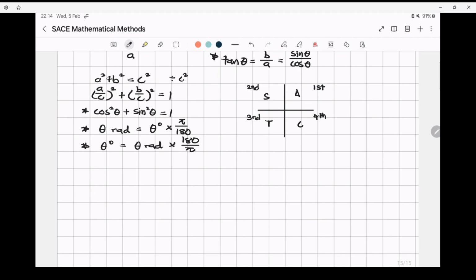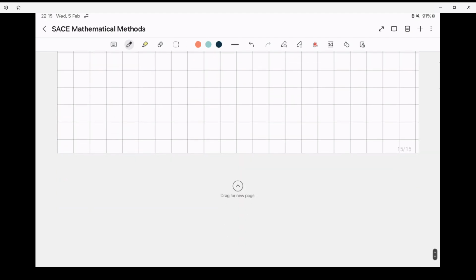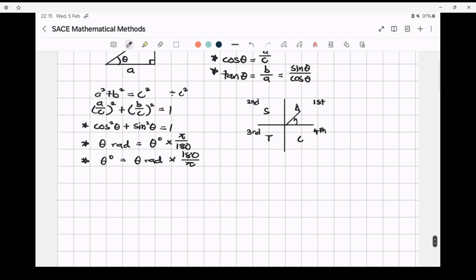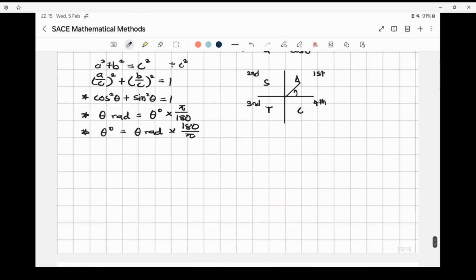And you also need to know how to count your angle. The angle always begins from the first quadrant and goes counterclockwise to the second, third, and fourth quadrant. So these are all the definitions. Then the next thing that you need to know is how to get the special angles. Probably you don't really need it, but it is good for you to know.